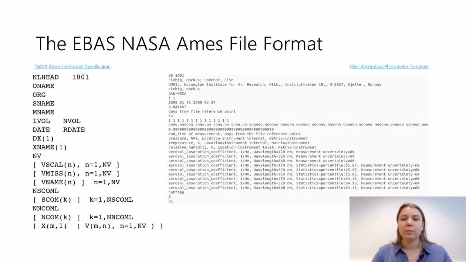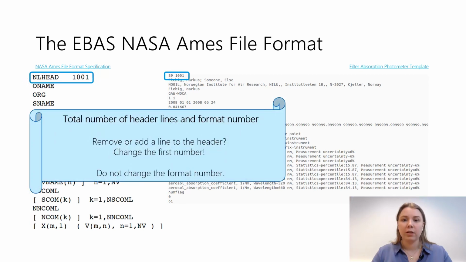I'll now go through each metadata element that is required for the file, here with the NASA Ames file format specification on the left-hand side, and a template for filter absorption photometer as an example on the right-hand side. First, it's the total number of header lines and format number. The first number is a line counter for all header lines. If you remove or add a line to the header, you need to change the first number. Do not change the format number.